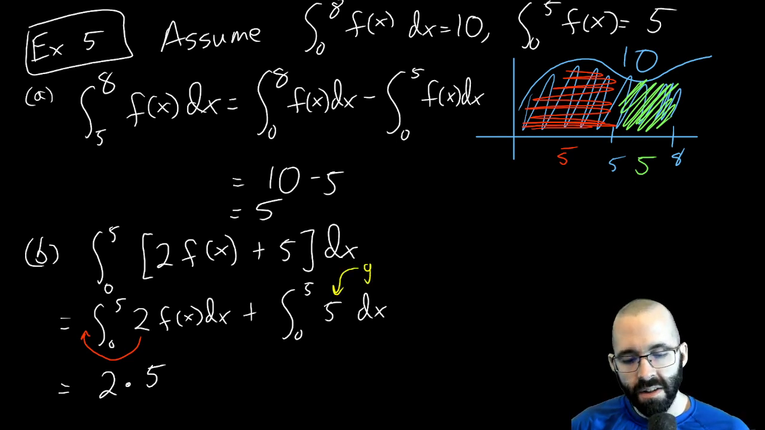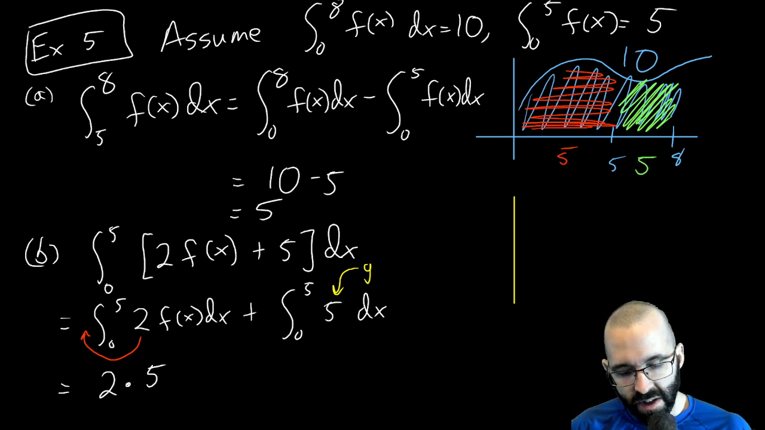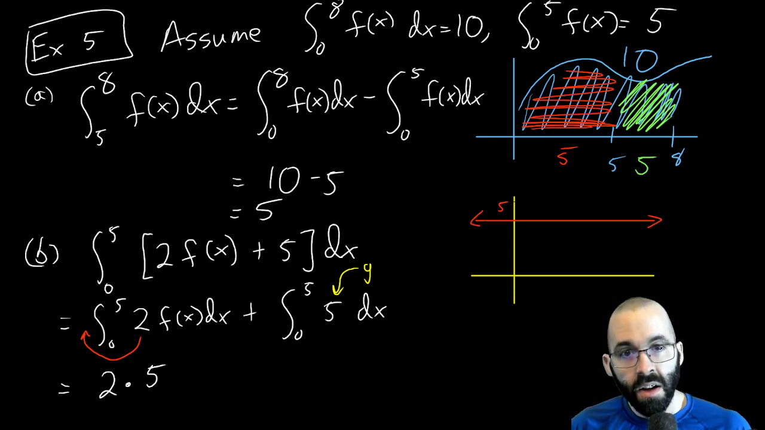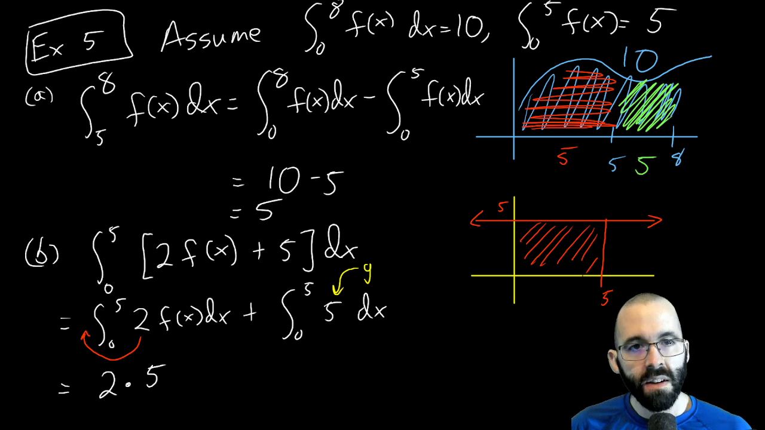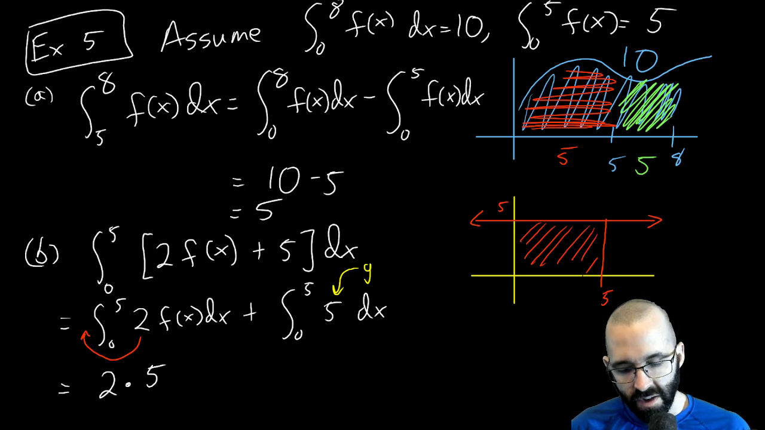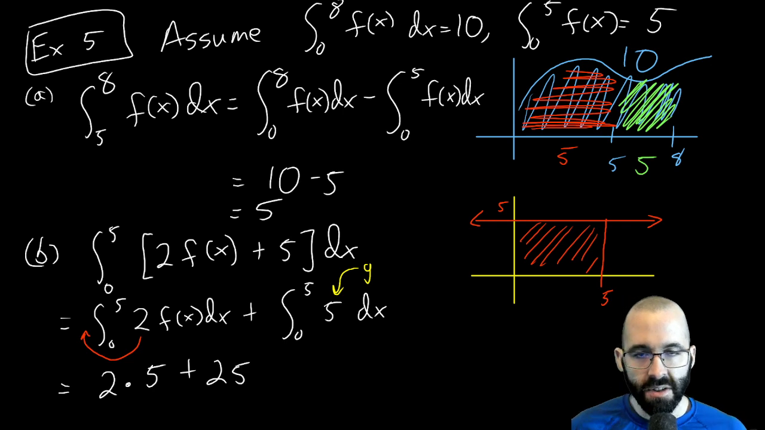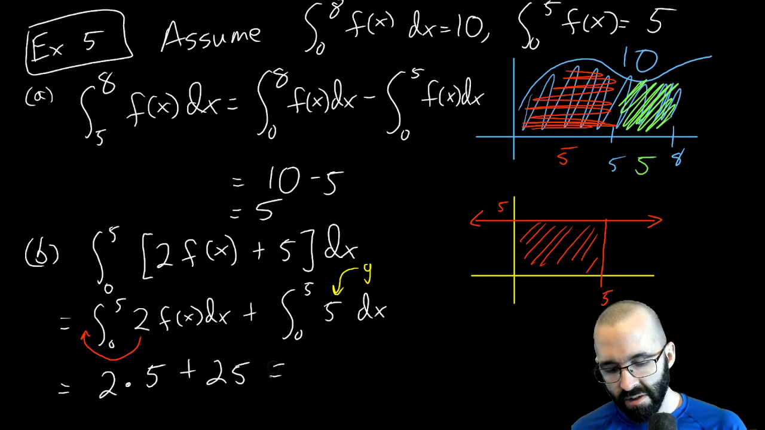Think of this as some other function. If that's some function g, and g is just the constant function 5, well, what's the integral from 0 to 5 of this constant function? Was 25. Okay. Definite integral is just area, as long as everything's positive. So we should get 35 as our answer here.